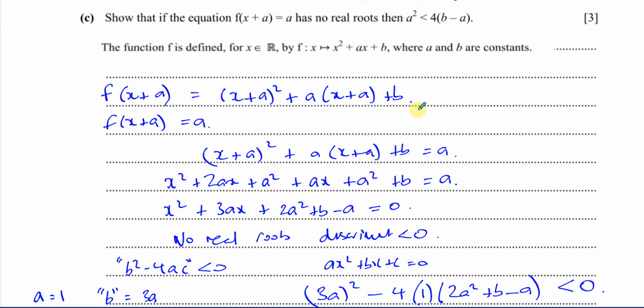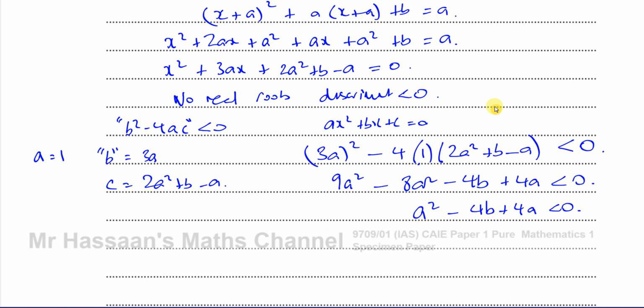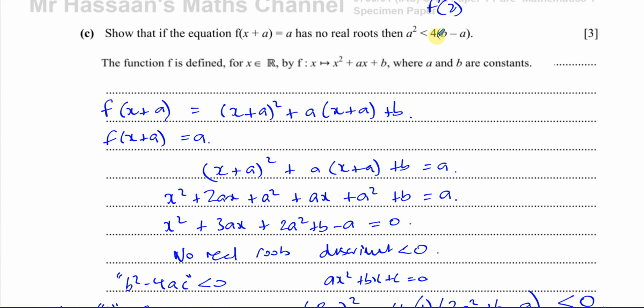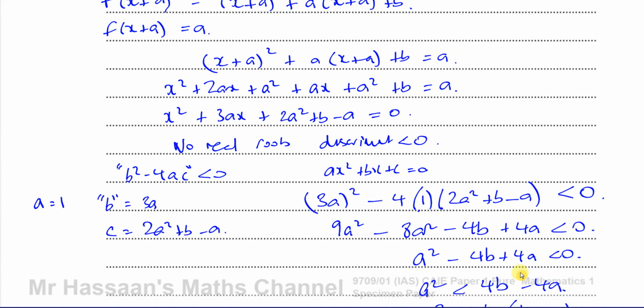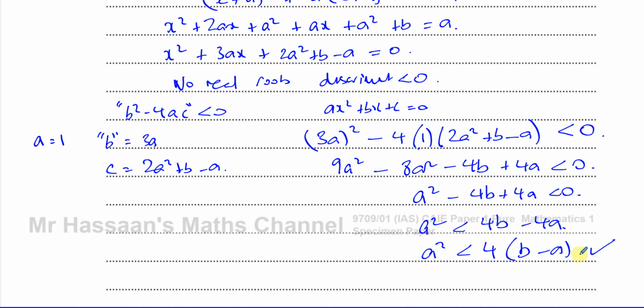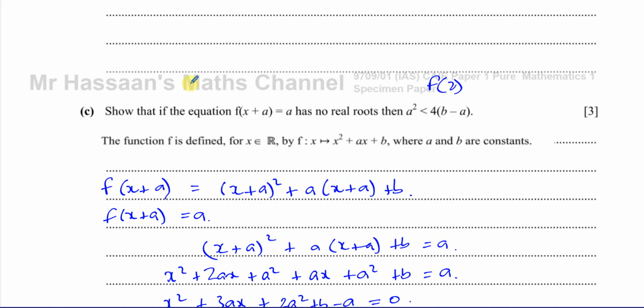And how do we have to write it in this form? So we're going to leave the a squared on its own. So we're going to have a squared is less than, if we add 4b to both sides and we take away 4a from both sides, and then finally we just take out that 4 as common in these two terms, and we've got exactly what we're looking for. A squared is less than 4 times b minus a. Okay, so we can see that this is what we had to show as required. So that is the answer to part C of this question.